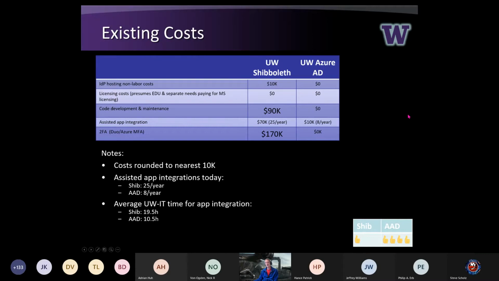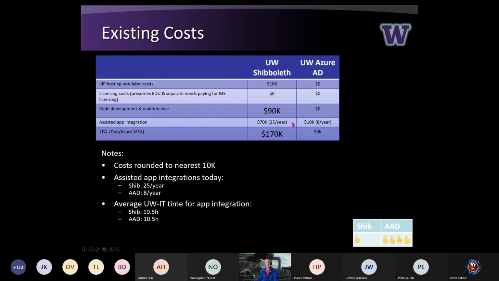We spend about $10,000 a year on UW Shibboleth in terms of hosting the IDPs. We spend nothing on Azure AD in terms of hosting. Licensing costs, there's zero for either. There was a little bit of disgruntlement in our consensus building around the zero for Azure AD, but the reality is that we would have the licenses we have today regardless of whether or not Azure AD was our preferred IDP. So that's why that's zero. Code development and maintenance, we believe we spend about $90,000 on Shib to maintain it, maintain releases, update our code for new releases, and so forth. We don't spend anything on that for Azure AD.